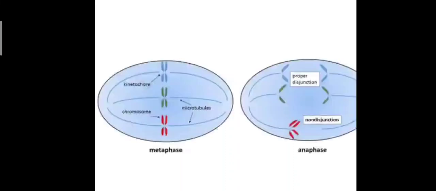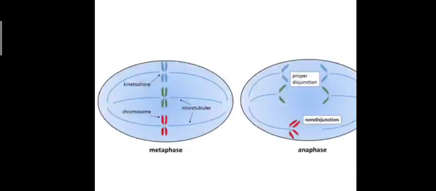Today we will be discussing non-disjunction. In the previous sessions, we have gone through the structural aberrations of chromosome and hope you are clear with that. The next section is about numerical aberration. So before going into the numerical aberration, we must be clear about non-disjunction. What is non-disjunction? This video will help you understand this phenomenon.